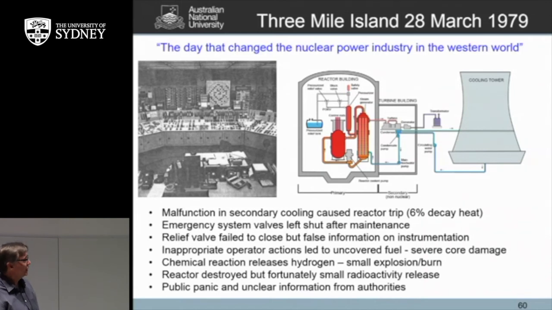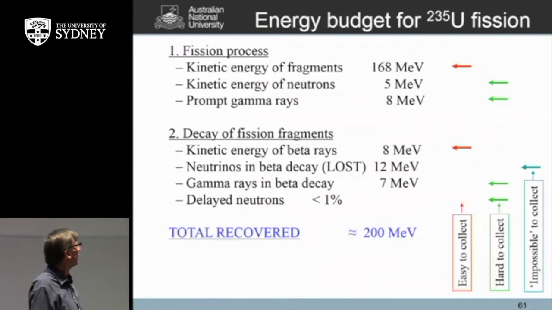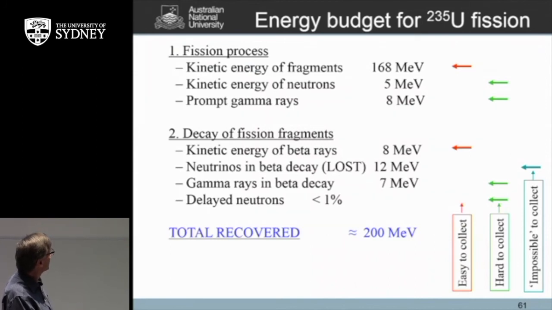In terms of the consequences, this had a huge impact on the perceptions of nuclear power. I'd say this was probably the point where a lot of people went from being pro-nuclear to anti-nuclear. There was public panic and unclear information from authorities. So this had a huge impact. This was just to point out that the decay of these fission fragments, there's still a lot of heat that can come out of the fission fragments once you turn off the reaction.